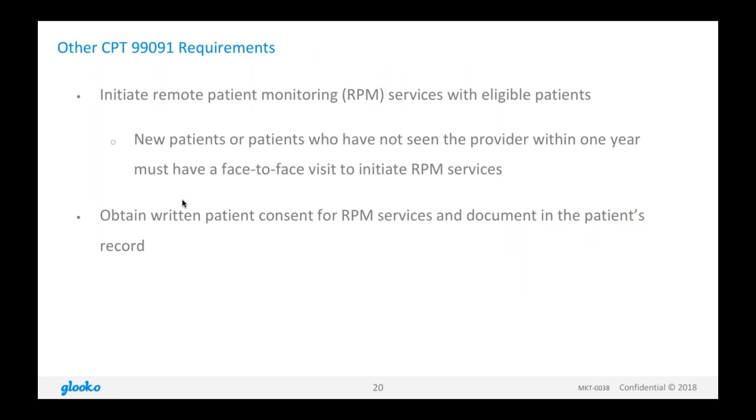Now, to initiate RPM services to an eligible patient or Medicare beneficiary, if it's a new patient or a patient who has not been seen by the provider within 1 year, there must be a face-to-face visit to initiate the RPM services. So again, if the beneficiary, Martha, has not seen Dr. Miller for over 1 year, or she's new to Dr. Miller, she has to have a face-to-face visit with the provider. And the provider has to obtain written consent for the RPM services from the patient and document that written consent in the patient's record.